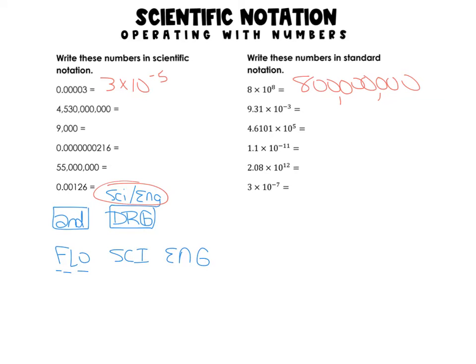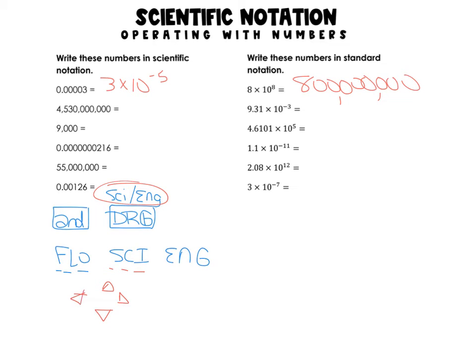If you're just in normal mode in your calculator, FLO will be underlined. If you want to be in scientific notation mode, you will want to underline the SCI, and you will use the arrows at the right of your calculator, those arrows at the upper right.